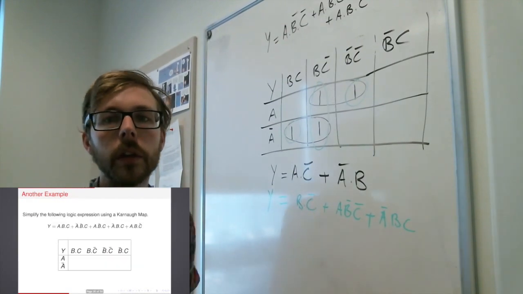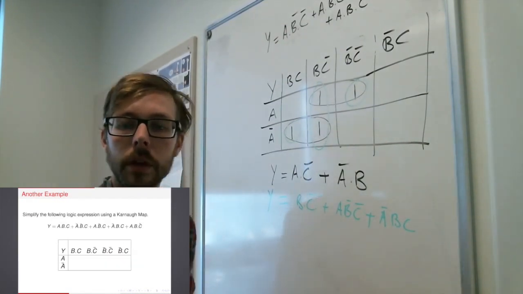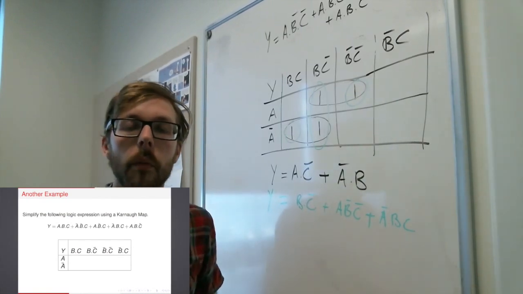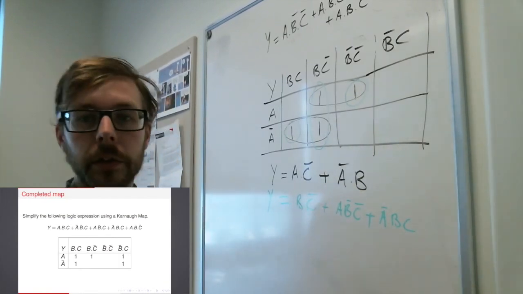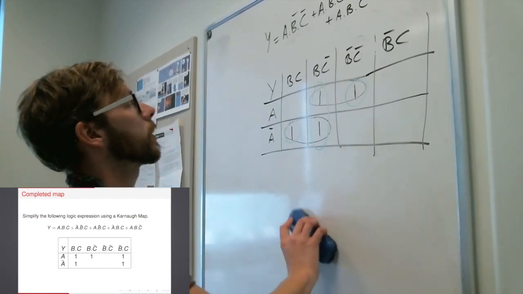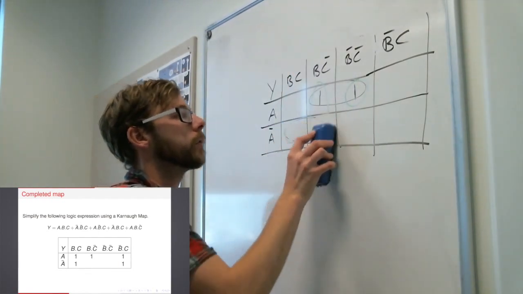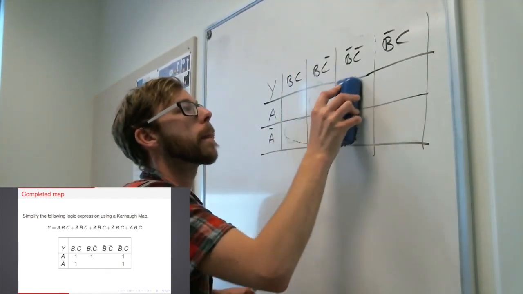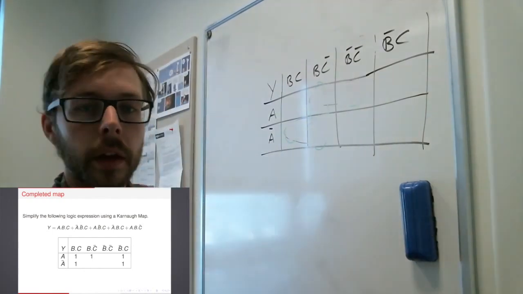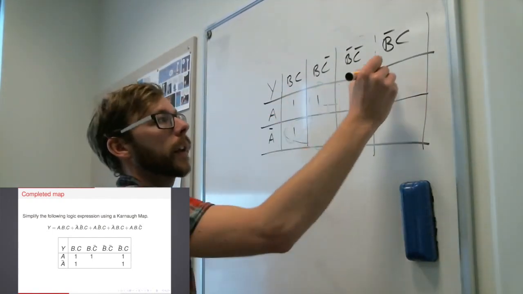Okay. So let's try a different expression now. There's an example. And once we've populated our Karnaugh map, it looks a little bit like this one that I've got here. So let me just update my example on the board so that it matches the one on the slide. Here we go. So now I've got 5 terms, and I've got 1, 1, 1, and 1, 1.